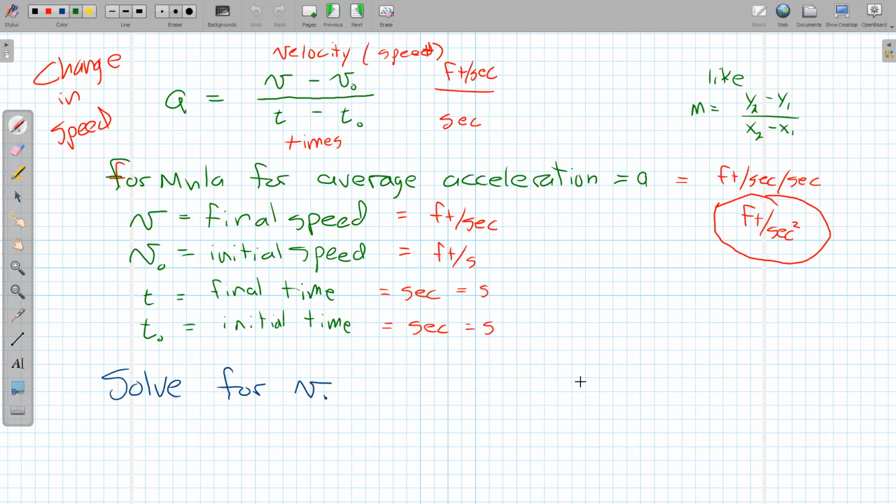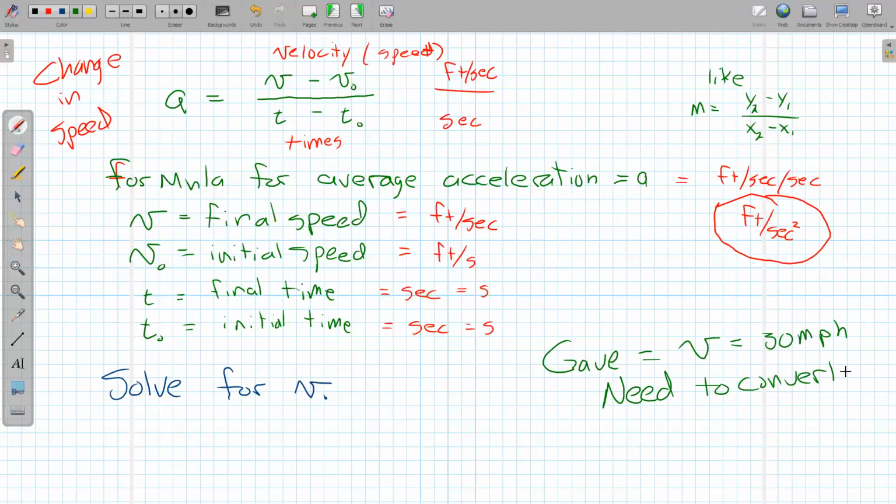So if somebody gave me some information, like they gave me that the final velocity was, let's say, 30 miles per hour, I have a problem because all of these numbers in the formula are supposed to be feet per second or seconds, and miles per hour ain't feet per second. So I would need to convert if this came up. You need to pay attention to the units you're given. You might have to do a conversion.